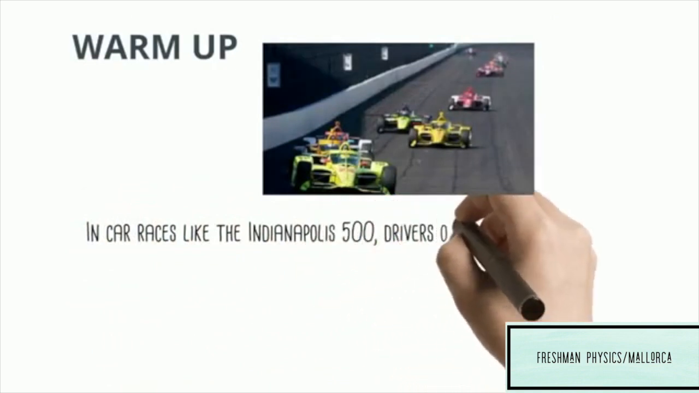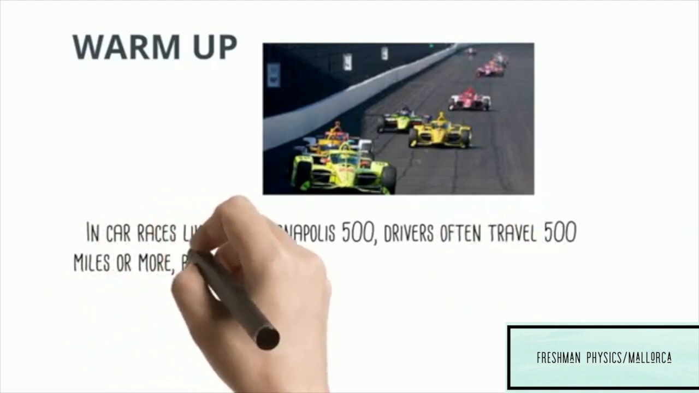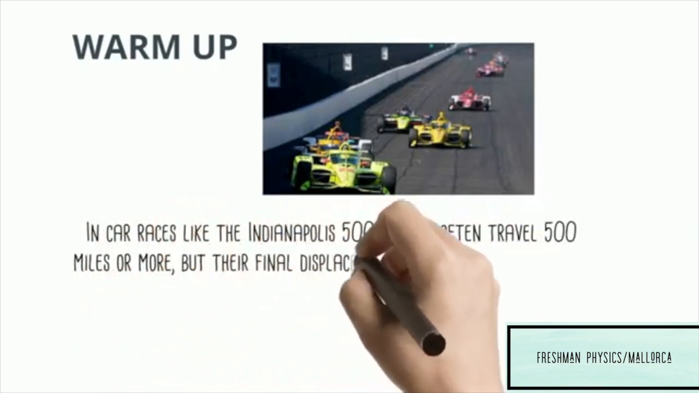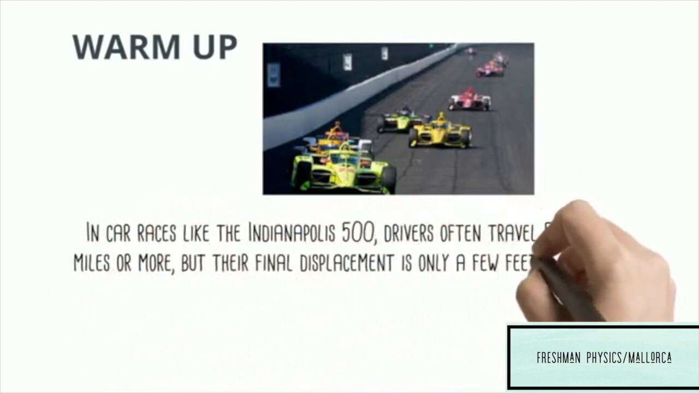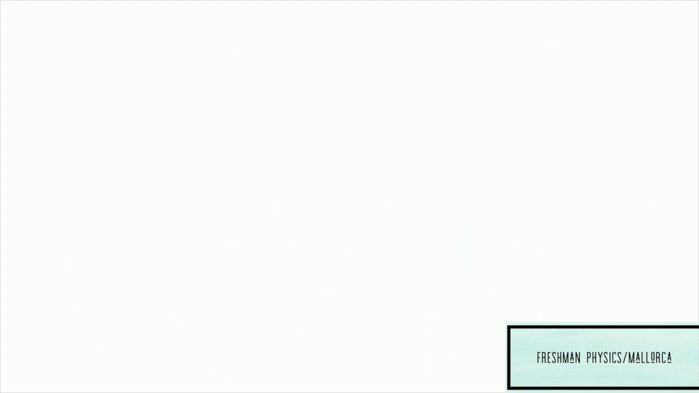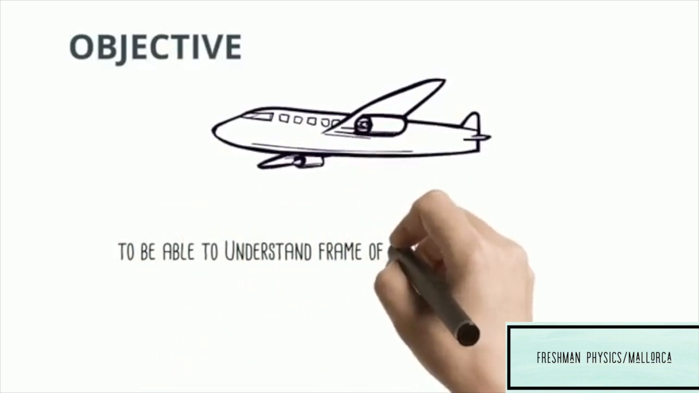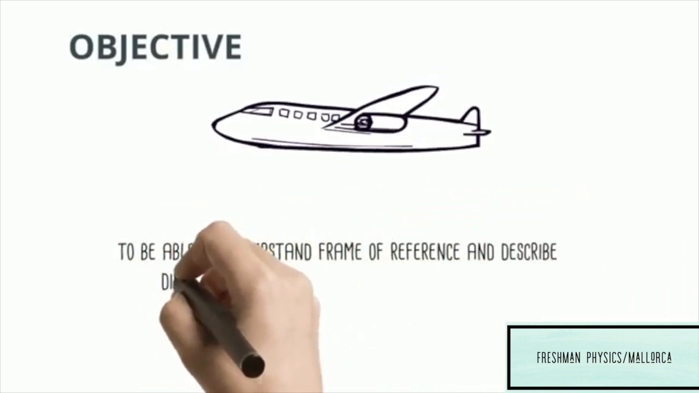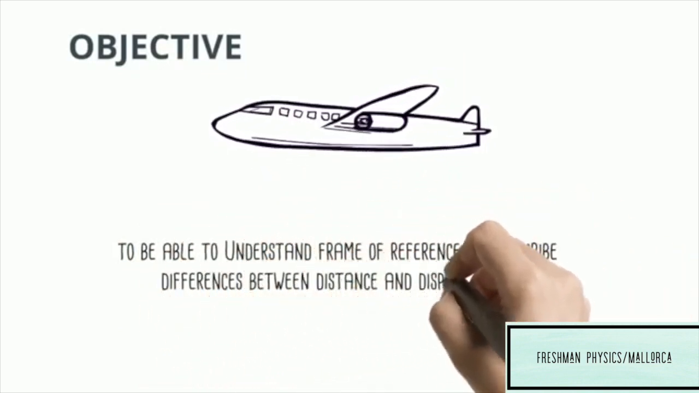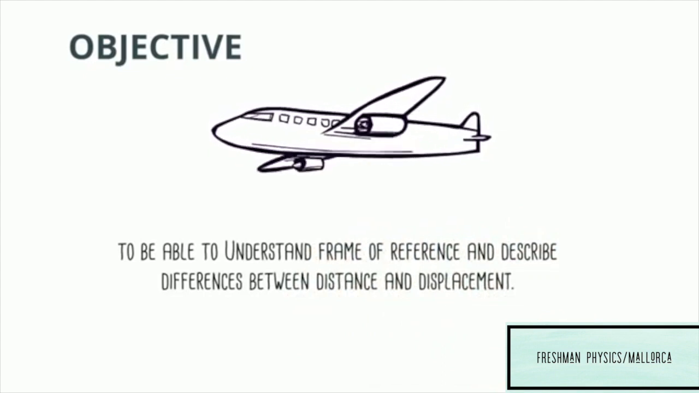In car races like the Indianapolis 500, drivers often travel 500 miles or more, but their final displacement is only a few feet. Why? As we go along with our lesson for today, we will figure this out, because our objective for today is for us to be able to understand frame of reference and describe differences between distance and displacement.